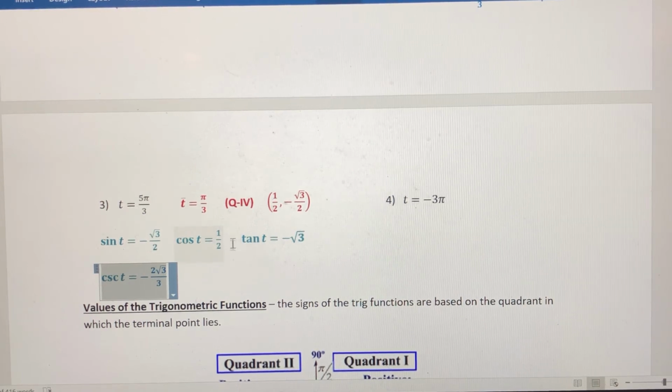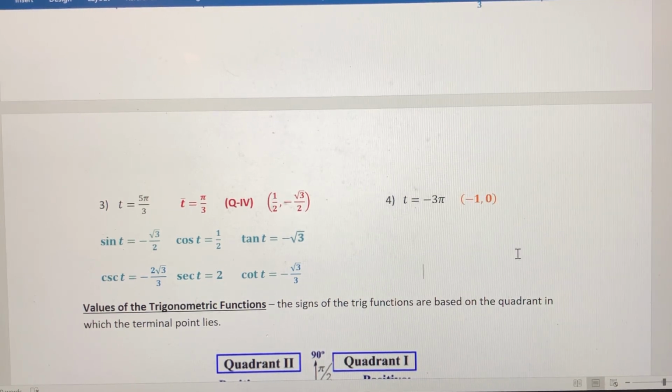Secant is going to be the reciprocal of 1/2, or 1 divided by 1/2, which is 2. And cotangent will be x divided by y, or the reciprocal of negative radical 3 here. So that's going to be negative radical 3 over 3, okay? And finally, 4 here, the real number is negative 3 pi. Well, hopefully we remember from previous videos and lessons that that's going to be at the terminal point negative 1, 0, okay? That's on the left side of the x-axis, at negative 1, 0, okay?